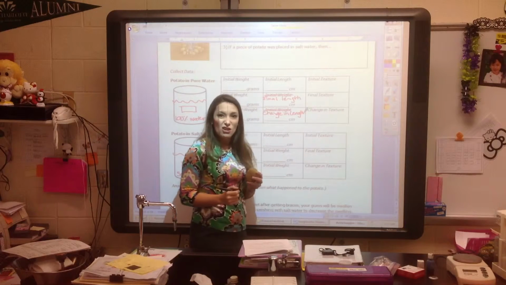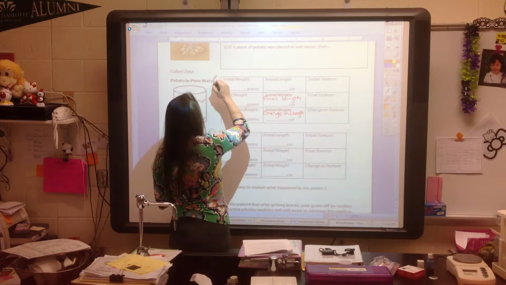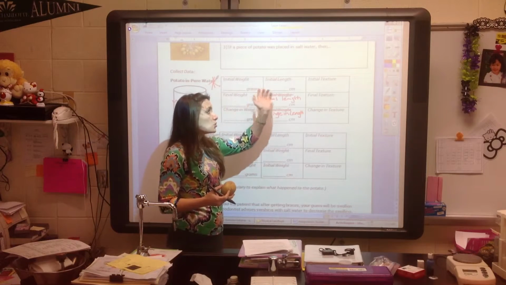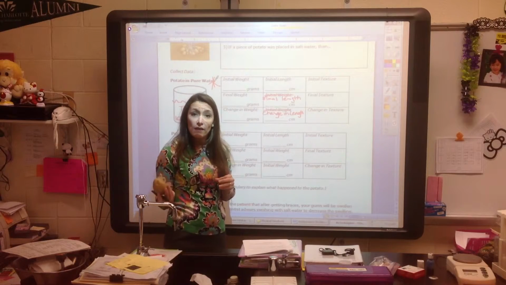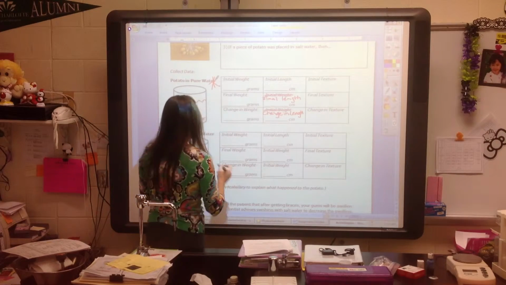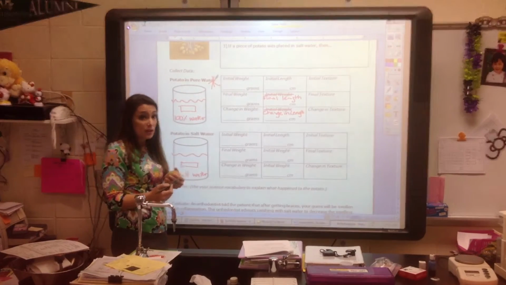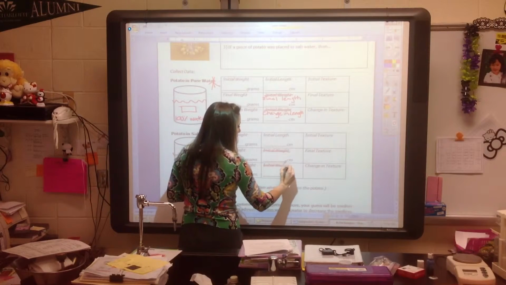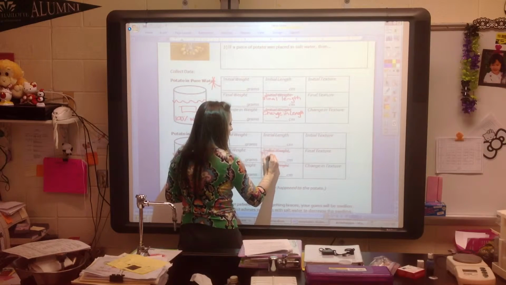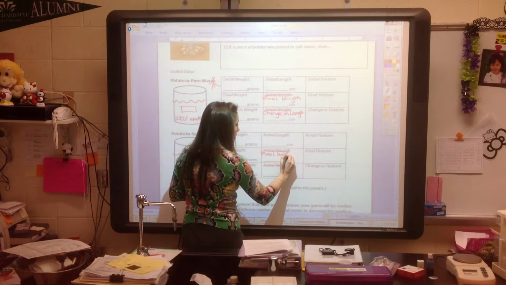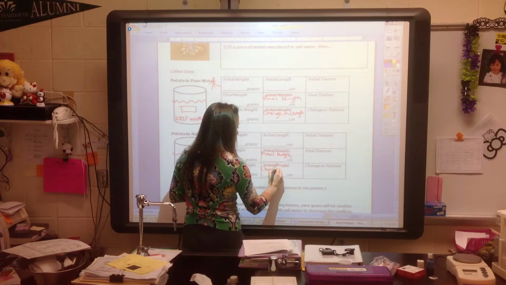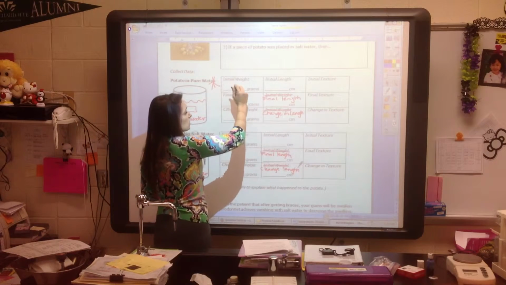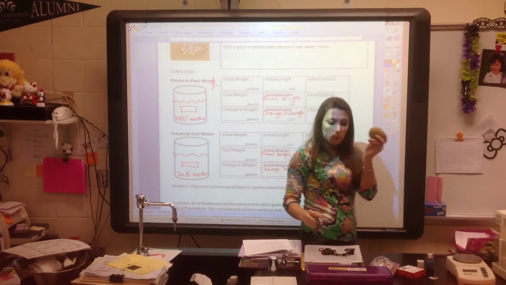Little copy-paste error there. So what you're doing today, put a star up here. What you're doing today is taking the initial weight, the initial length, and the initial texture. And you have lab directions to help you do that. You have to do that for the potato that goes in the pure water and the potato that goes in the salt water. So we need to make these changes here too. This is final length and change in length. So today you're taking the initial weight, initial length, and initial texture of your piece of potato.